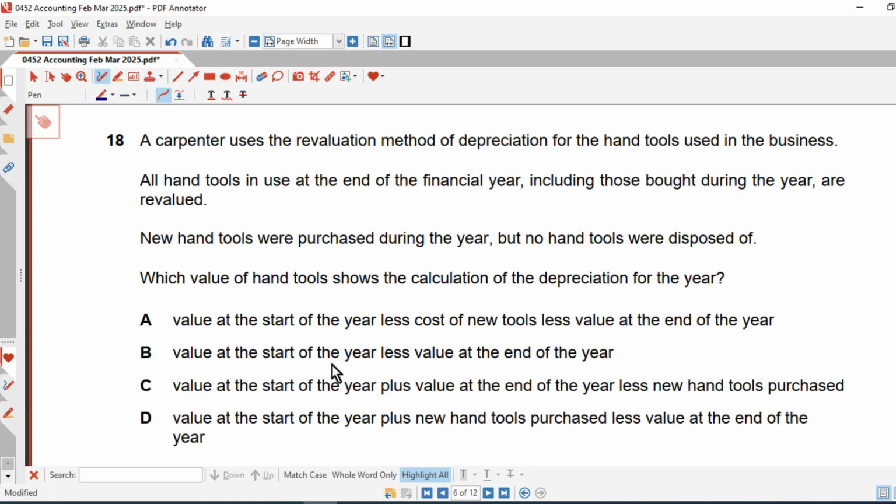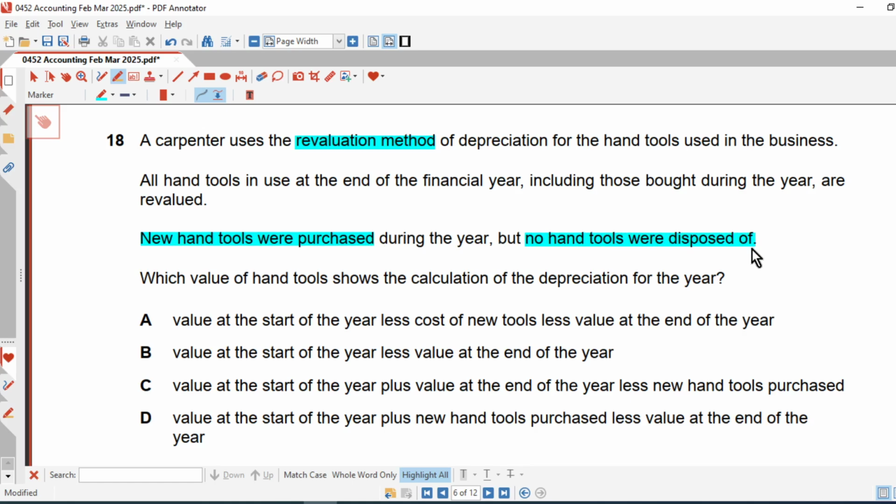So let's look at question 18. A carpenter uses the revaluation method of depreciation for the hand tools used in the business. All hand tools in use at the end of the financial year, including those bought during the year, are revalued. New hand tools were purchased during the year, but no hand tools were disposed of.